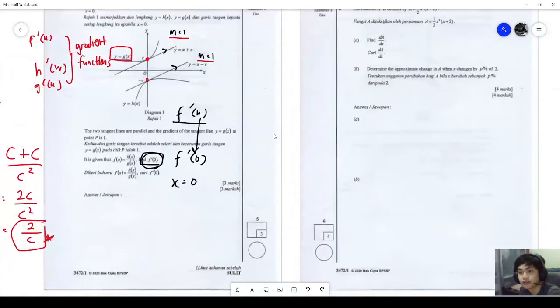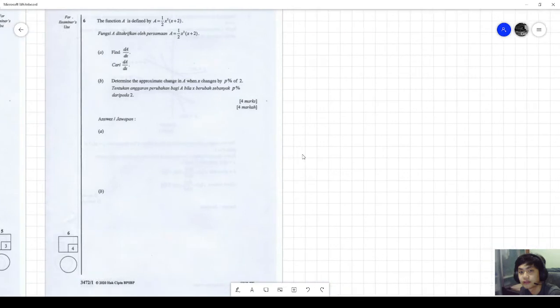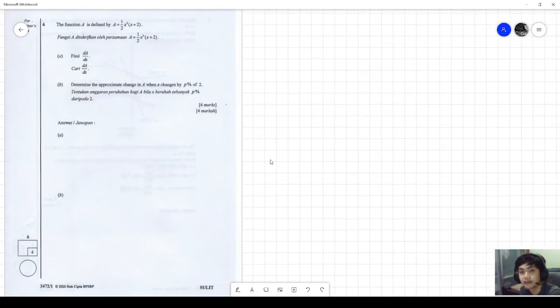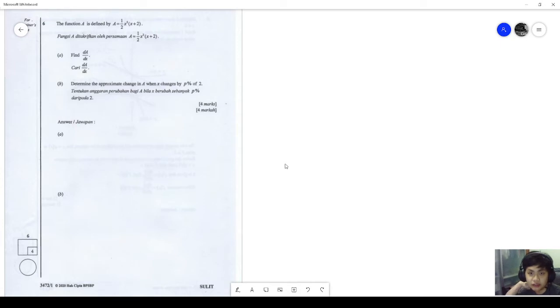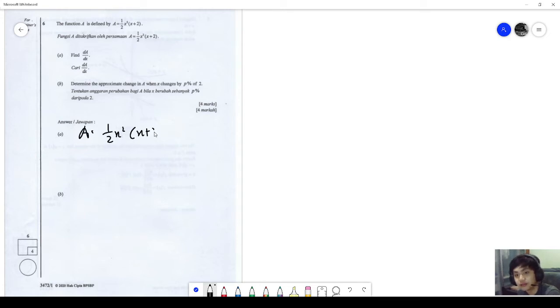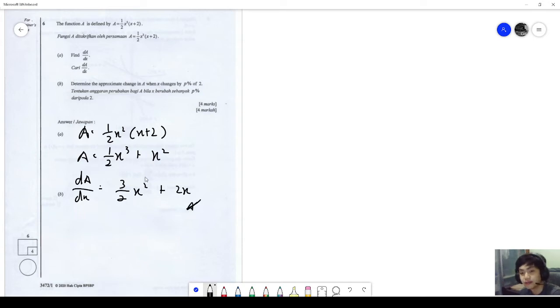So moving on to question number 6. The function A is defined by A equals half x squared times (x plus 2). Find dA/dx. So we're going to have to just differentiate this equation. So we have A equals half x squared (x plus 2). Just going to expand the brackets first. So it'll be half x cubed plus half x squared times 2, which is just x squared. So dA/dx, differentiating the equation, we have 3 over 2 x squared plus 2x. Right, so this is done for question A.